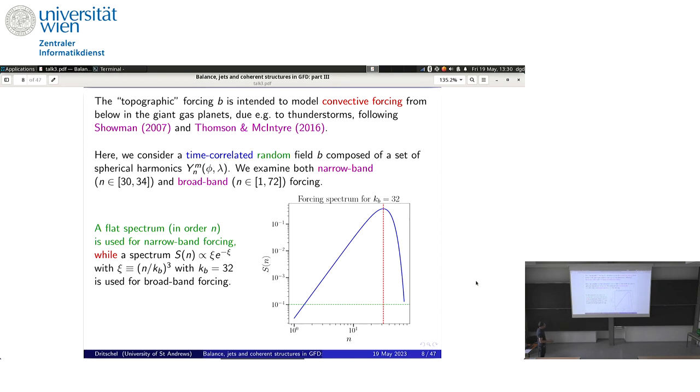Here's the spectrum in log-log scales that we're using, which has some kind of cubic dependence. So basically it rises like n cubed for small n. These are large scales, reaches a maximum around the forcing peak wave number of k_f equals 32, then falls off rapidly, falls off even faster than Gaussian. So basically trying to produce, you'll see what this looks like in a minute, but I'm not saying this is realistic, this is the broadband forcing, and the narrowband forcing is basically a top hat over just four or five wave numbers right there.